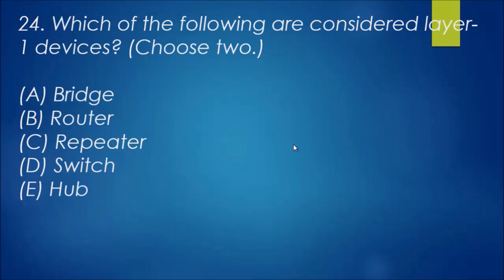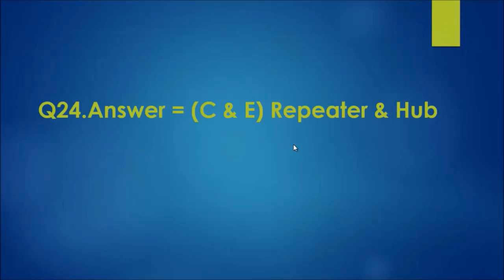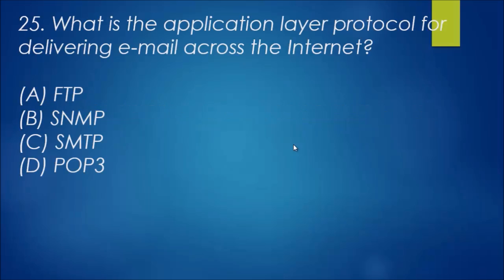Question 24 is asking us which of the following are considered layer 1 devices, and they want us to choose 2. If we use process of elimination, we know a switch and a bridge are layer 2 and a router is a layer 3. So we've got 2 left, a repeater and a hub. The answers, they are layer 1 devices because they work with the electric signal.